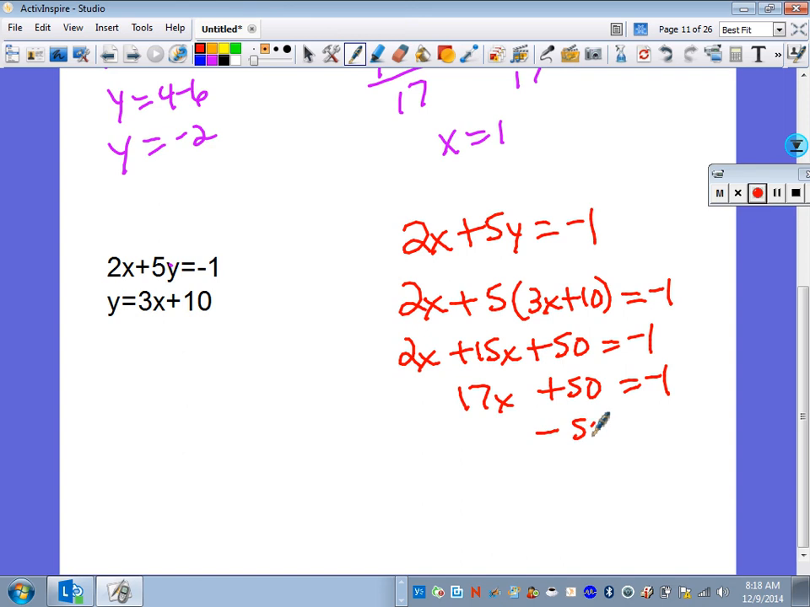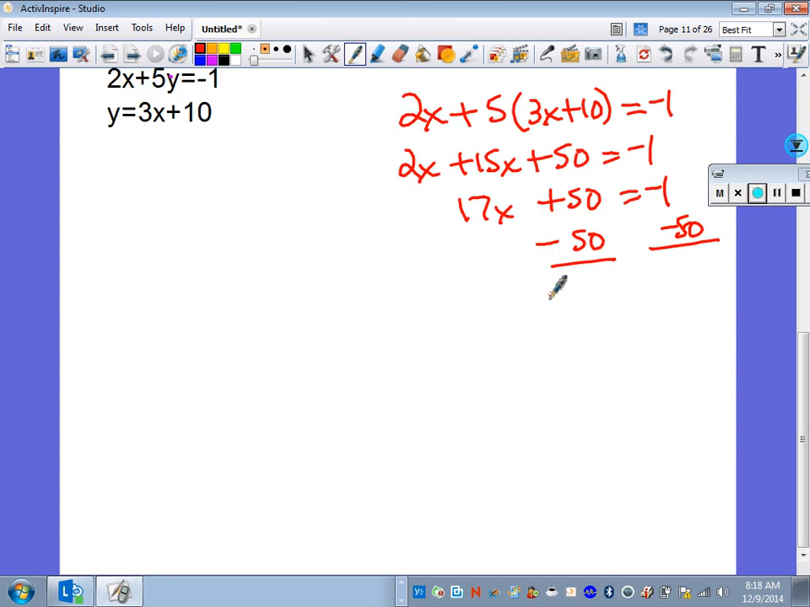I'm going to subtract 50 from both sides. Okay, so I'm going to have 17x equals negative 51. I'm going to divide both sides by 17. If I'm right, that should be negative 3. And this is where, if you're not sure, pull out your calculator, which is what I'm doing now. And I'm going to do 51 divided by 17. Yep. So the answer is negative 3.